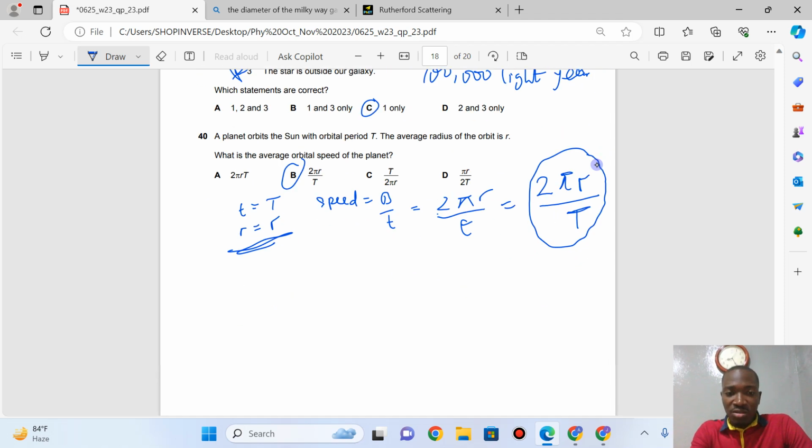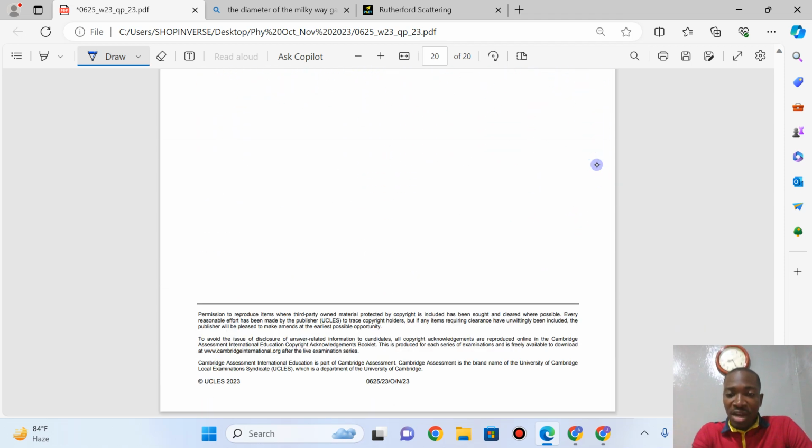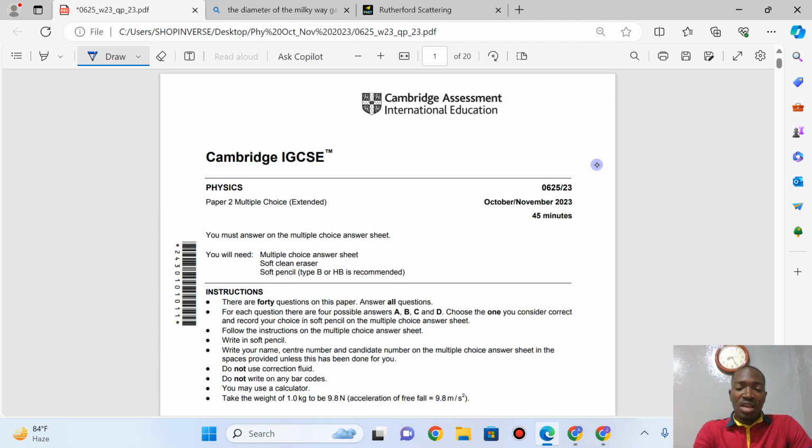So that brings us to the end of this question. Past questions like this help you to quickly revise the entire syllabus. Ensure you keep practicing like this.